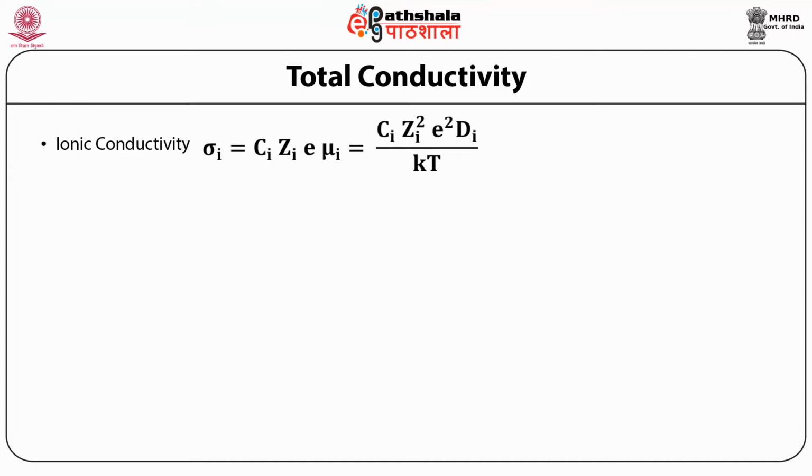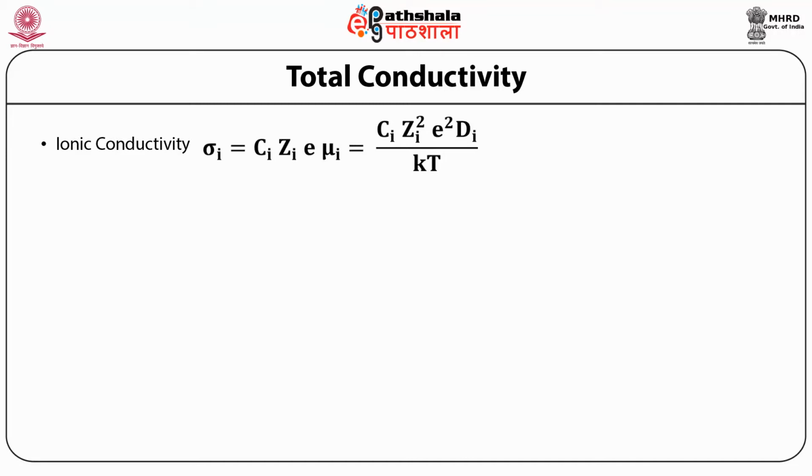While in intrinsic regions, the conductivity is governed only by defect migration, as defect concentration is independent of temperature in the extrinsic region. So in this case, the defect concentration is temperature dependent as well, leading to higher slopes of the log sigma versus 1 by T plot.